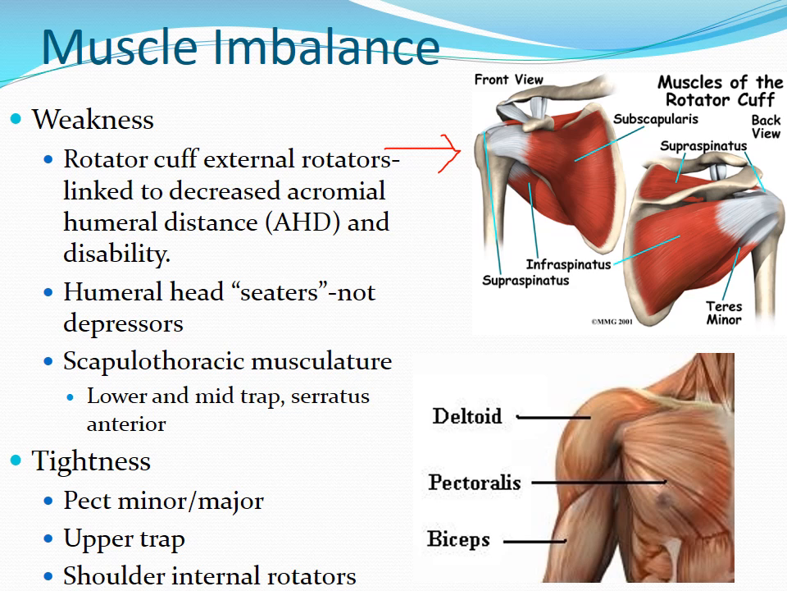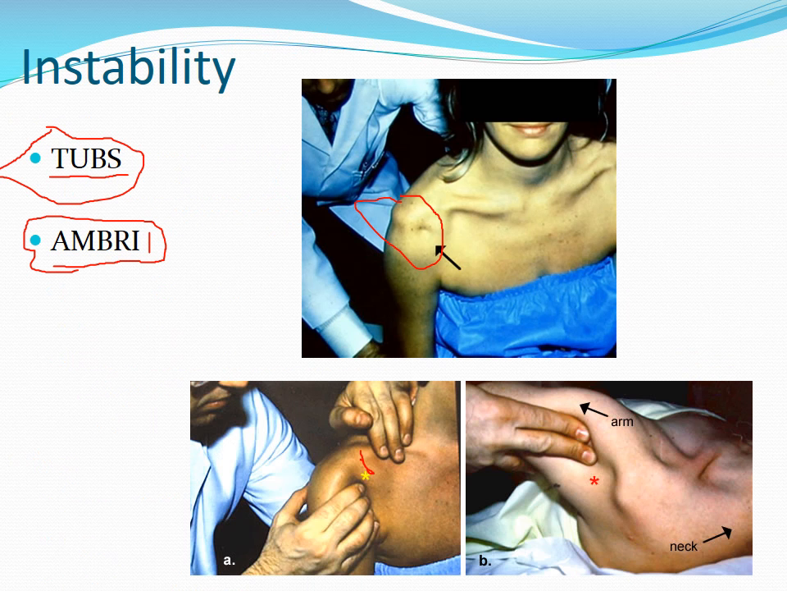The other imbalances we look for are not only weakness but also tightness. So pec minor and major are tight, particularly pec minor attaching to the coracoid can tilt the whole scapula anteriorly. Shoulder internal rotators can also cause that and also pull the whole scapula into internal rotation. So don't just think of its influence on the humerus pulling that internally, but it would also pull the scapula into internal rotation as well, which is also very bad.